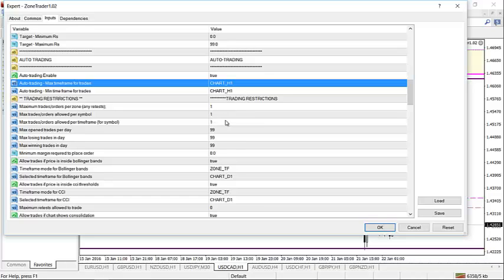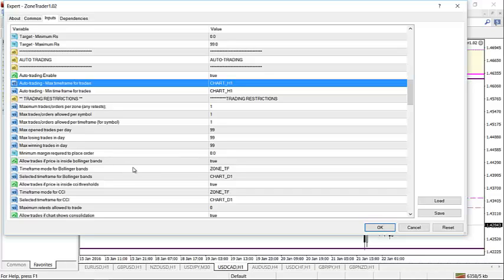Scrolling down, we've got a few other criteria. For example, you can say the maximum number of trades or orders per zone that the EA is allowed to create, maximum allowed per symbol, maximum allowed per time frame for each symbol, maximum open trades each day, maximum losing trades allowed in a day, maximum winning trades in a day. So there's all these different parameters which you can set, which control exactly how the EA will trade for you.